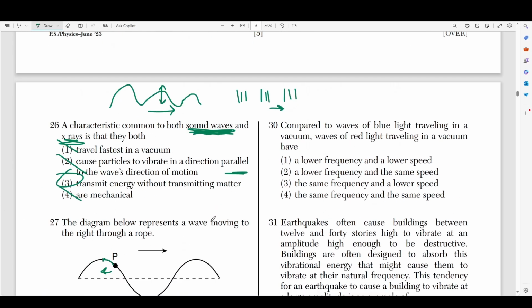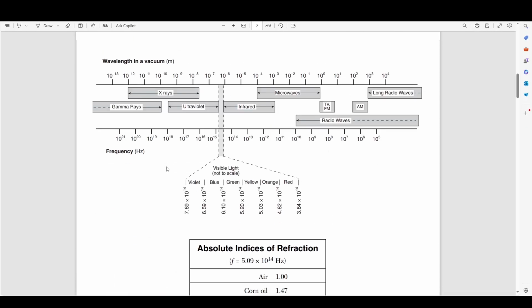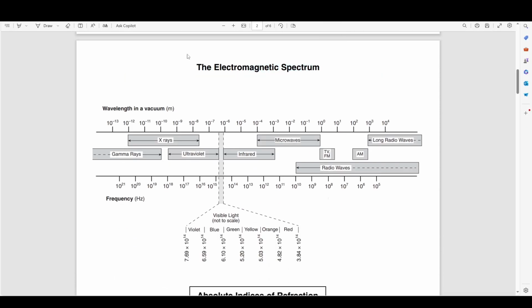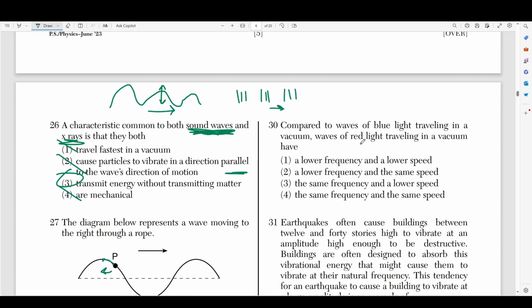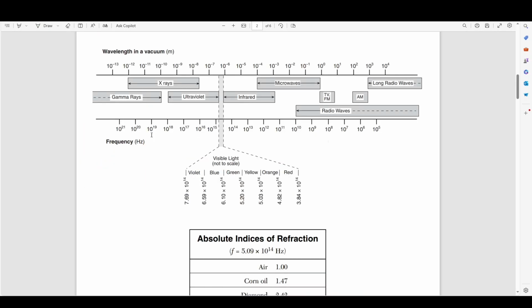So now moving on to number 30, it says, compared to the waves of blue light traveling in a vacuum, the waves of red light traveling in a vacuum have what? Well, here we're talking about different colors of light. So we go into our electromagnetic spectrum and see where we find colors. It's going to be somewhere here. Let's look at this. Here we have red, this is orange, and here we have blue. So notice how the frequency of blue is higher.